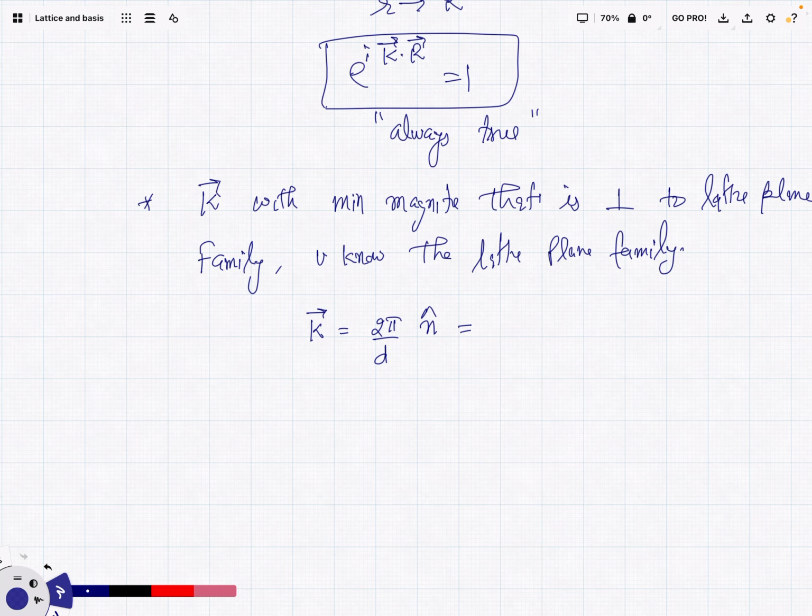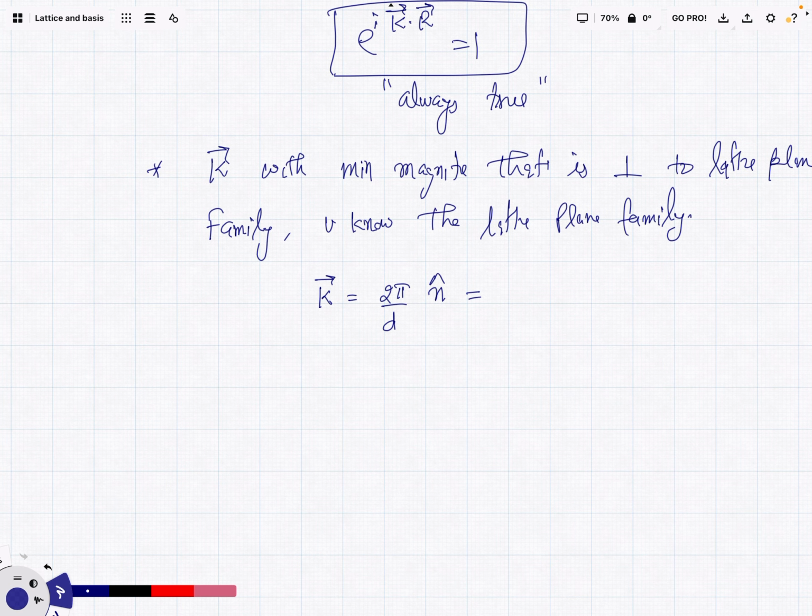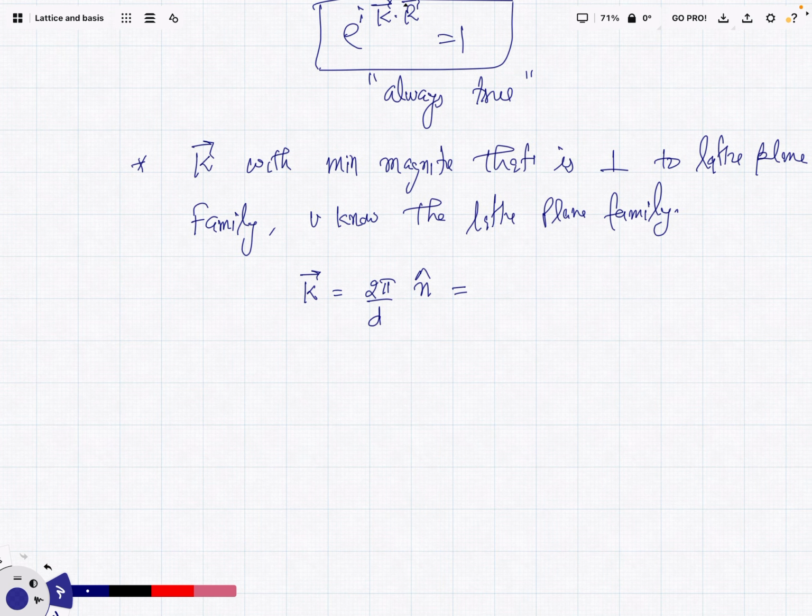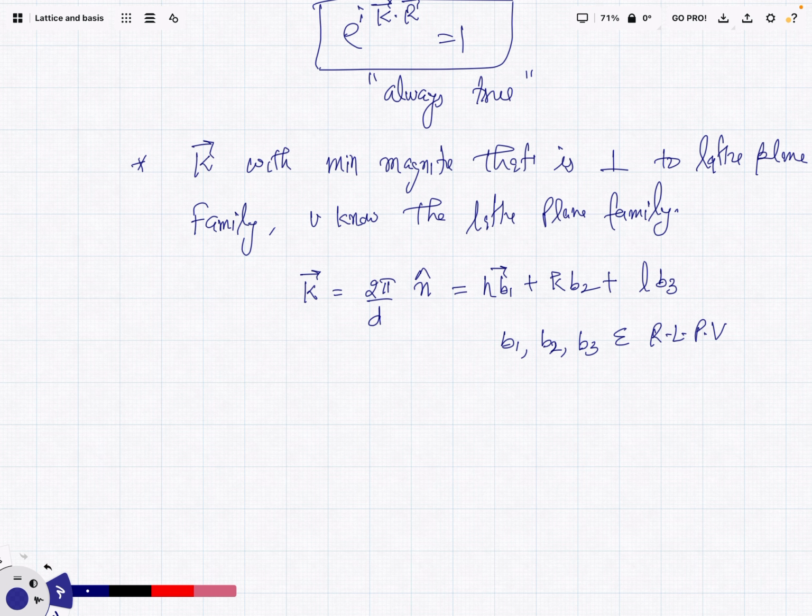And I know how I write any reciprocal lattice vector. The general form of a reciprocal lattice vector is H into B1, K into B2, L into B3, where B1, B2, B3 are the reciprocal lattice primitive vectors, and H, K and L are integers. They have to be integers.